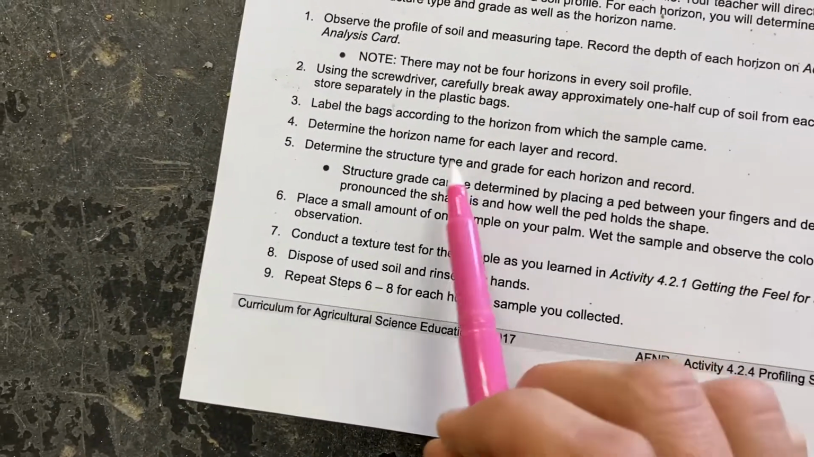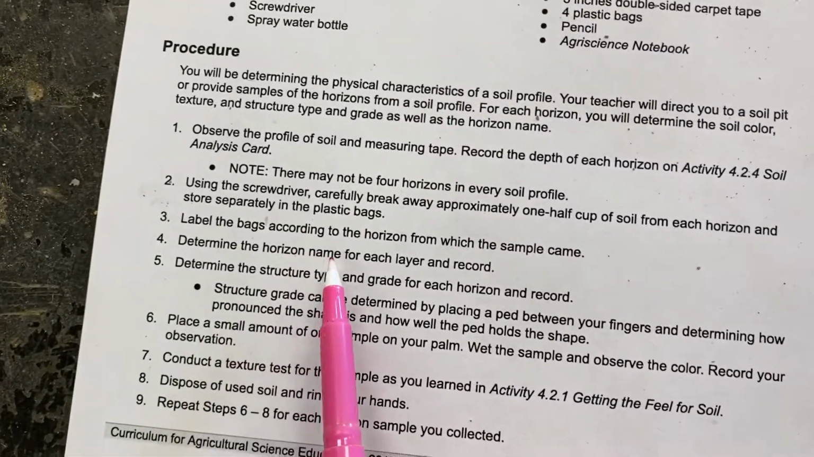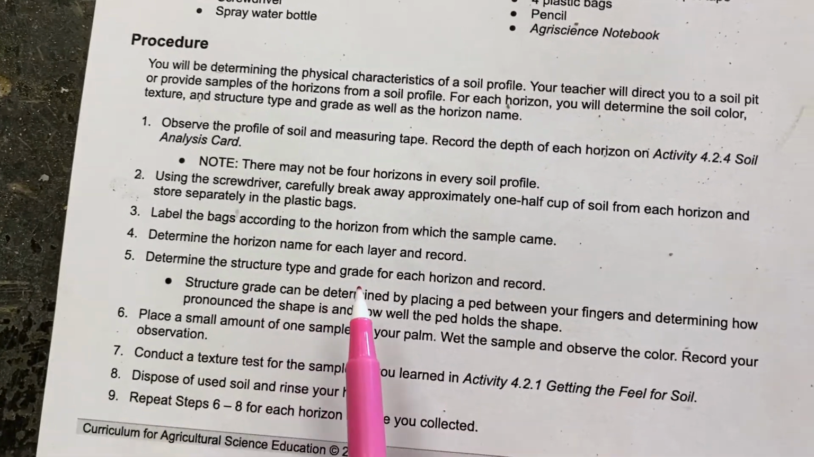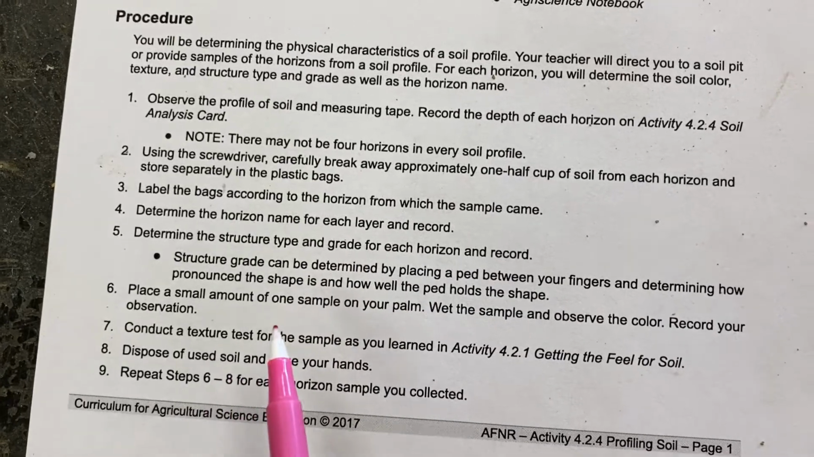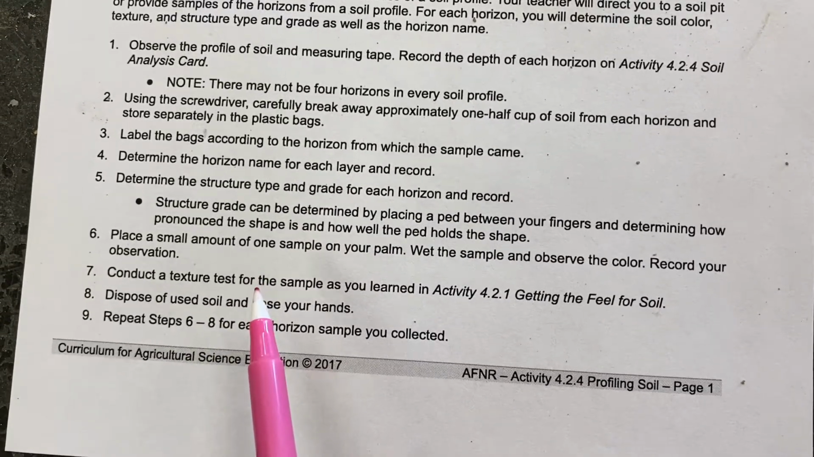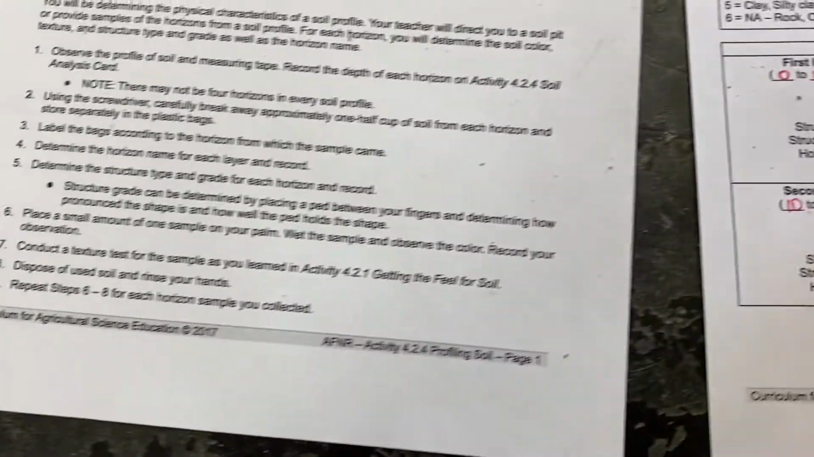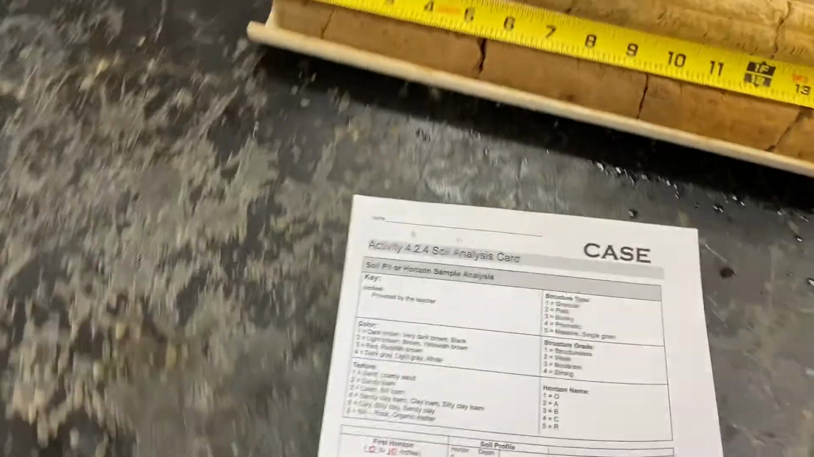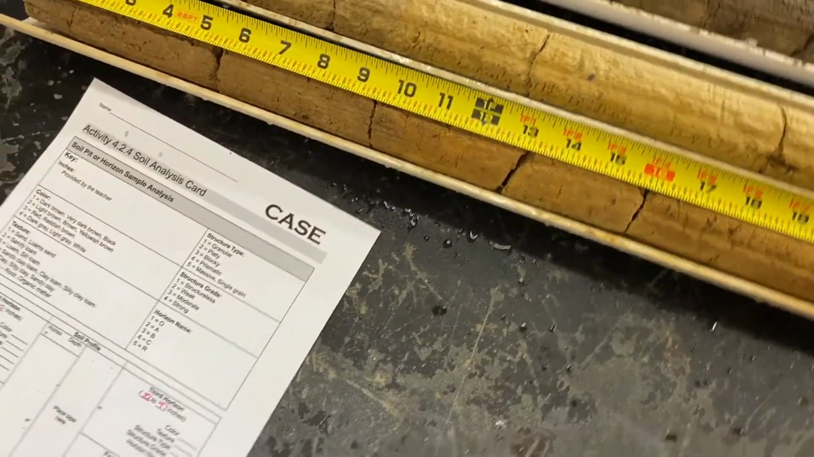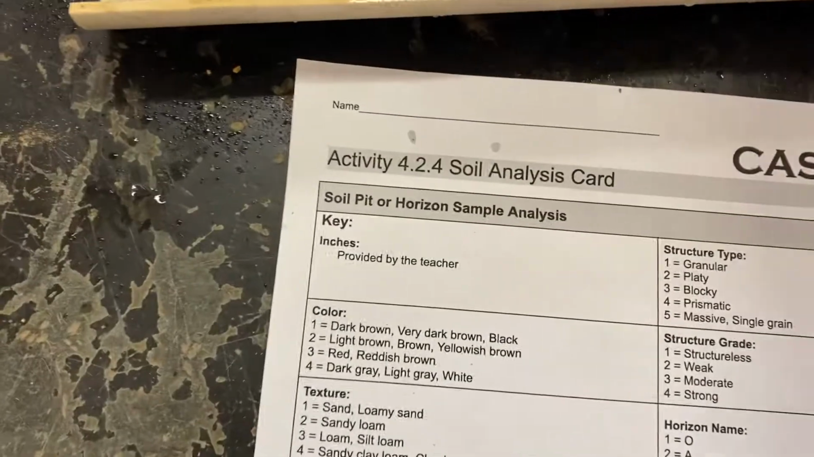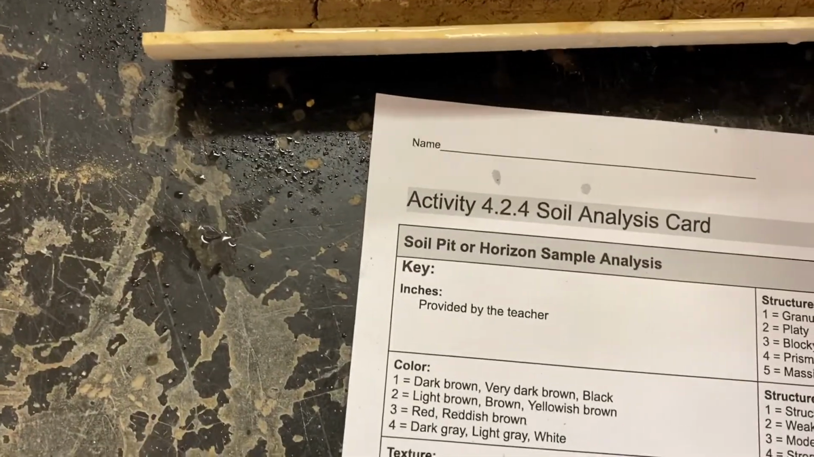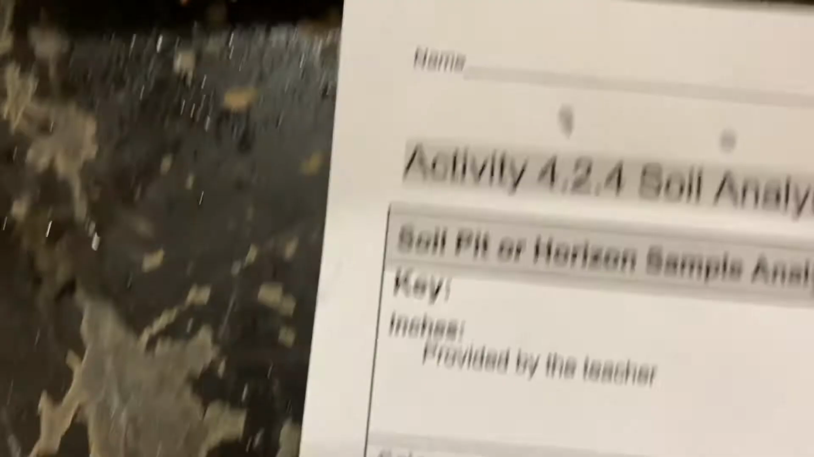So we're going to look for the name, the type, the grade. We're going to do a little bit of a texture test for each one of these horizons. Okay, so let's start with our topsoil. So we said that was 0 to 10. So if I'll just set this down just a second.